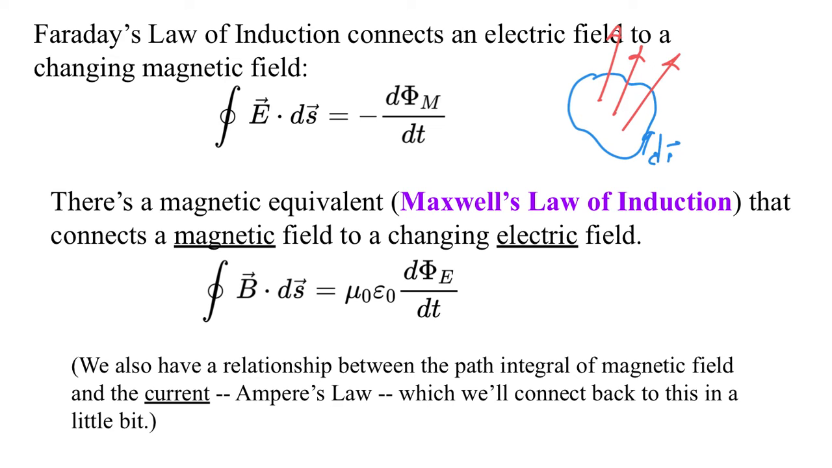go around. So there's a magnetic equivalent to that as well called Maxwell's law of induction that connects a changing magnetic field to a changing electric field, and it looks very similar. The integral of B dot ds around some path is mu naught epsilon naught times the rate of change of the electric flux that's enclosed in that path, that pierces the surface enclosed by that path. This bit is familiar. We've done integrals of B dot ds. We use them in Ampere's law to connect the magnetic field to the current, and we're going to come back to that in just a little bit.